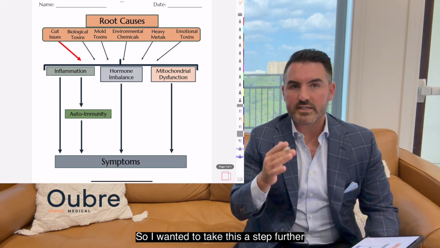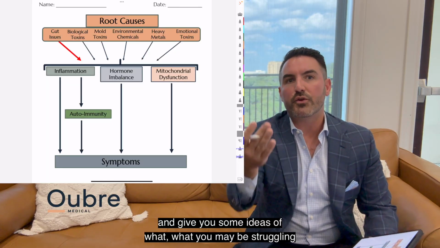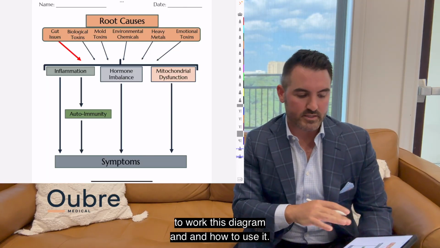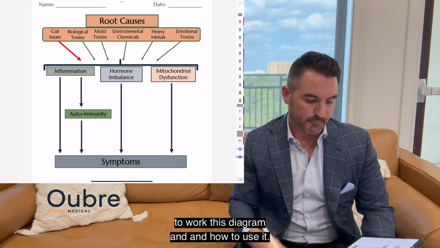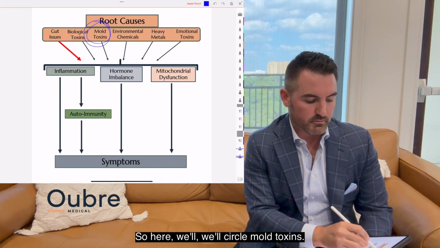So I wanted to take this a step further and give you some ideas of what you may be struggling with, and a clinical case, so to speak, of how to work this diagram and how to use it. So say, for example, that you are a mold patient. So here we'll circle mold toxins.